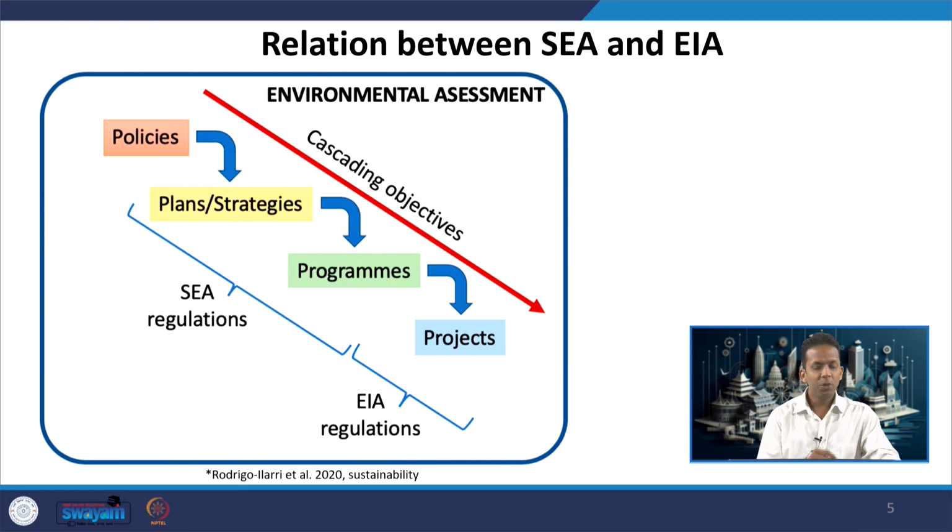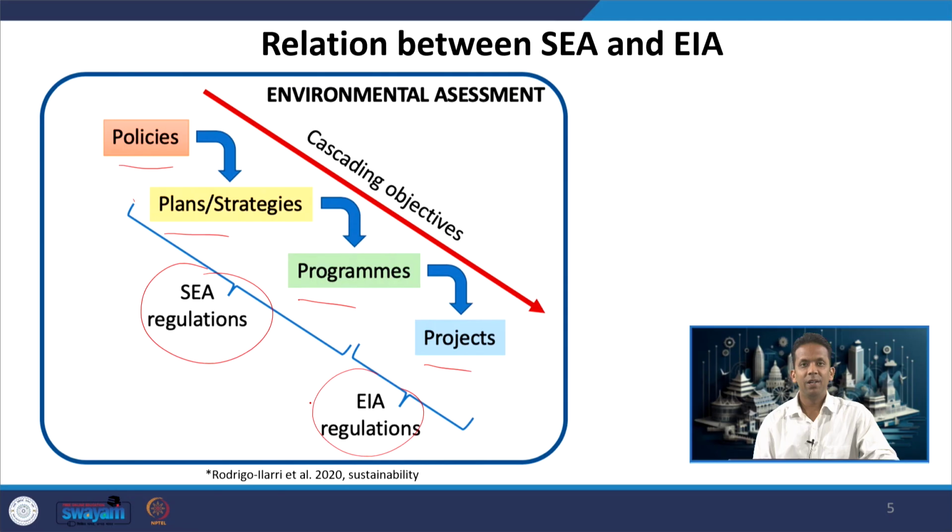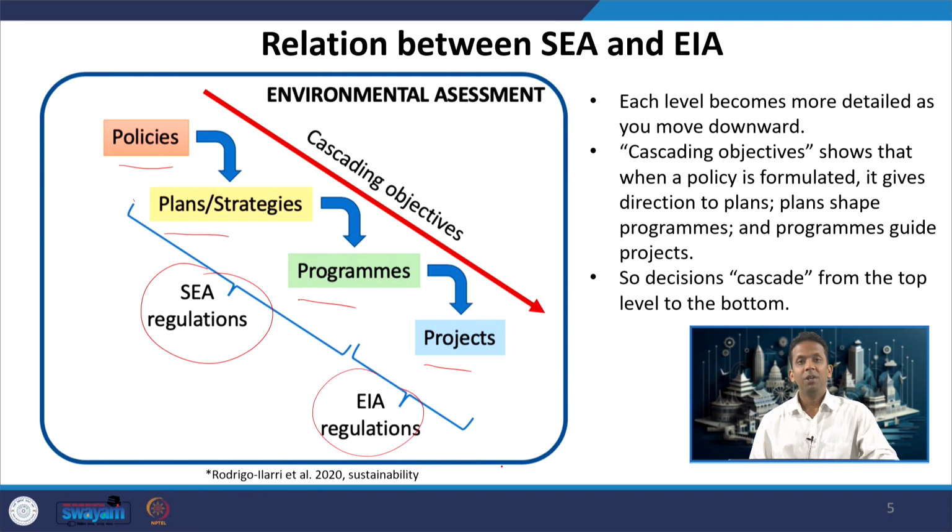Both are assessments for projects where environmental concerns are of importance. As we move from policies to plans and programs to projects, you can see that for the first three stages there is a need for SEA regulations, and at the project level EIA regulations are applied. As we go down, you can see the objectives are cascading. It means that as we go down, each level becomes more detailed with more information. Cascading objectives basically show that when a policy is formulated, it gives direction to plans.